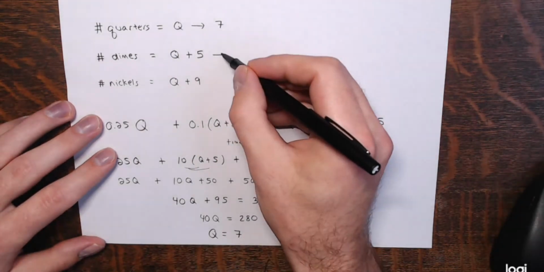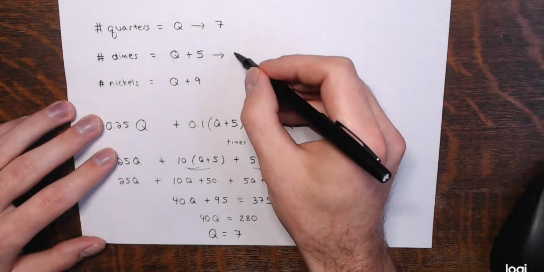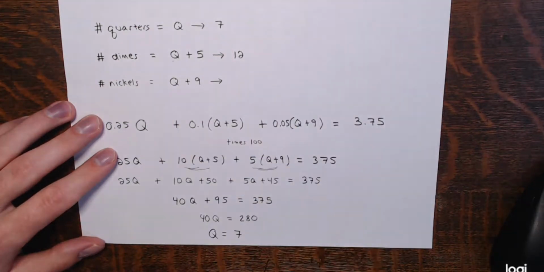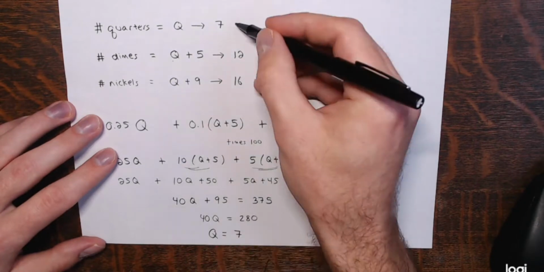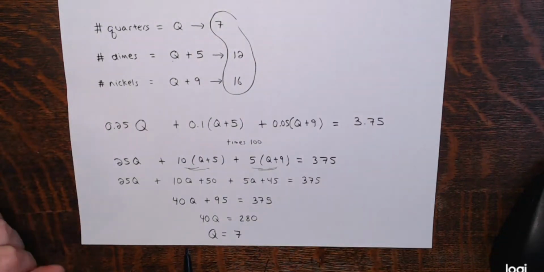The number of dimes is 7 plus 5 is 12. There are 12 dimes. And there were 9 more nickels than quarters. So 7 plus 9, 16 nickels. And this is what they want. Right? 7 quarters, 12 dimes, 16 nickels.